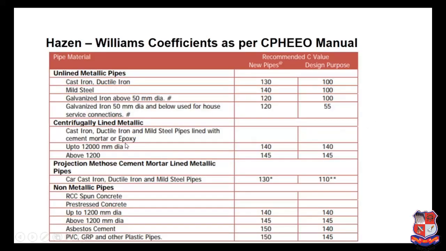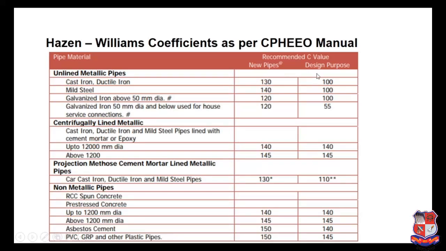So here in CPHEEO manual on water supply and treatment, the Hazen-Williams coefficients are given for different pipe materials like cast iron, mild steel, galvanized iron, and for new pipes and for design purpose, what should be the C value or recommended C value. That is given in the CPHEEO manual. So you can refer to the CPHEEO manual for recommended C value for new pipe as well as for design purpose.